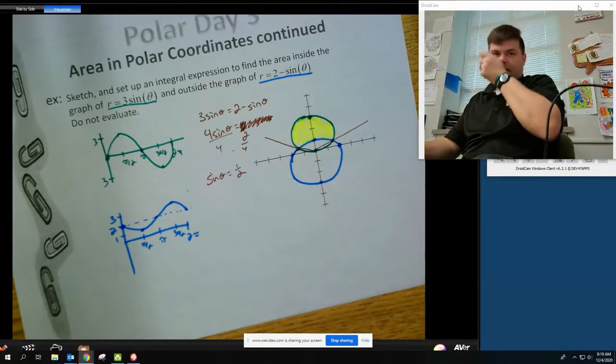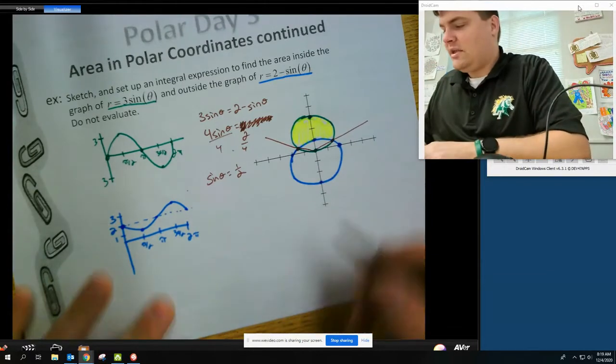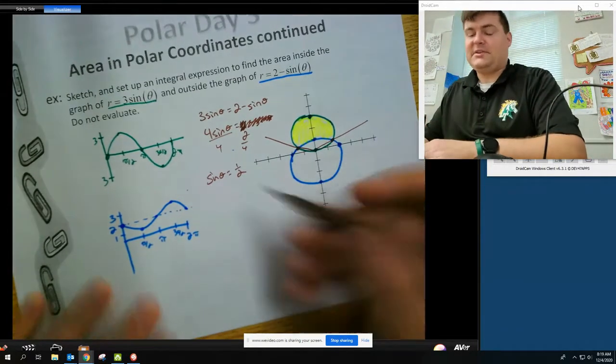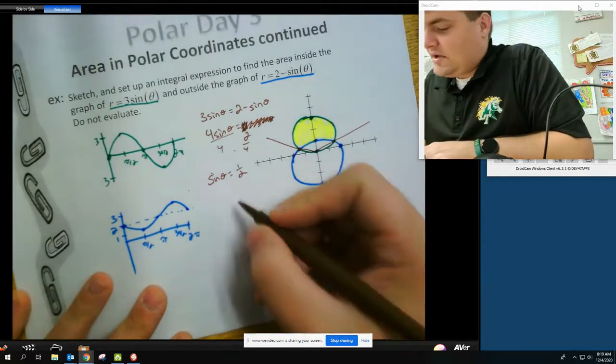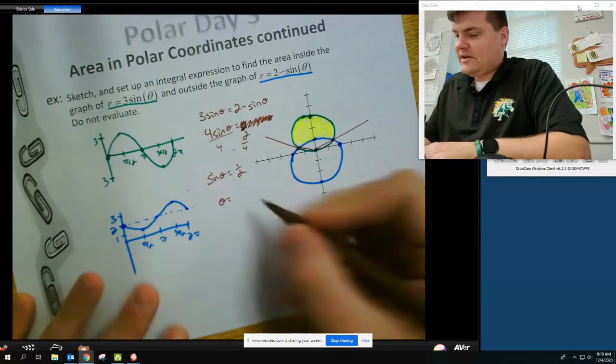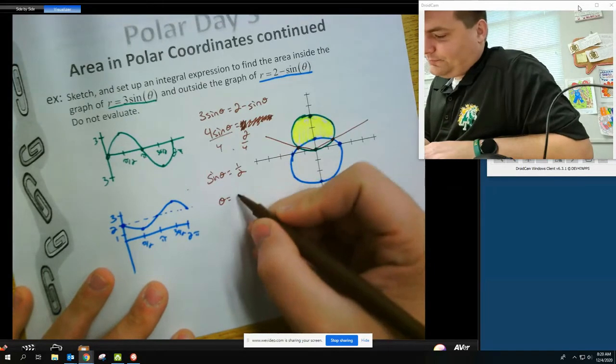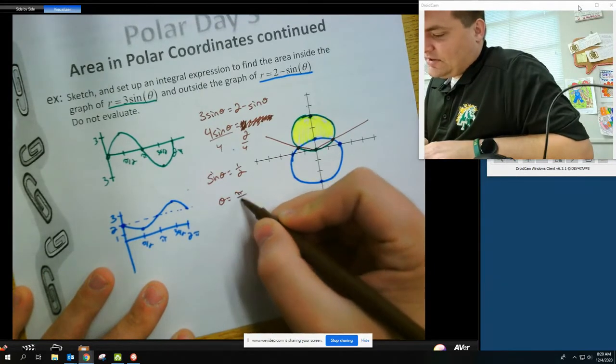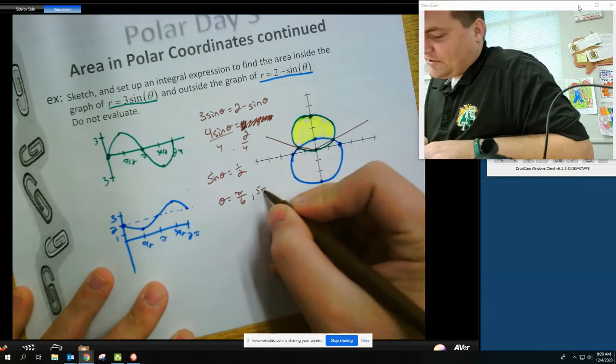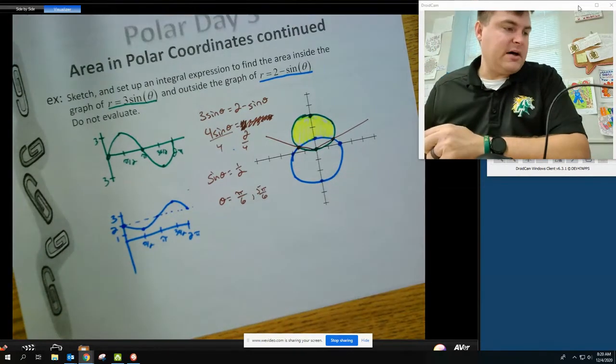When does sine equal 1/2? In 2 locations here. You can see first and second quadrant matches up because sine is positive in first and second quadrant. This is going to happen at pi over 6 and 5 pi over 6. So you got to be sharp on those values here.